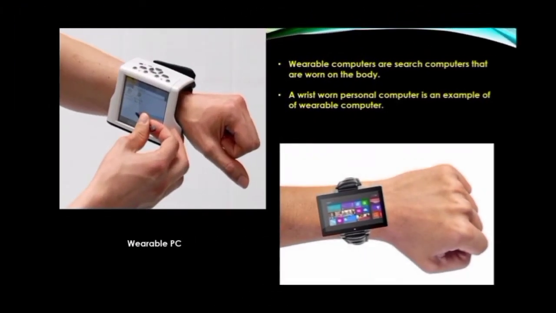Next is wearable PC. Wearable computers are computers that are worn on the body, that we can wear on our body. Some wearable computers are basically desktop or notebook computers that have been scaled down for body wear. A wrist-worn personal computer is an example of a wearable computer.